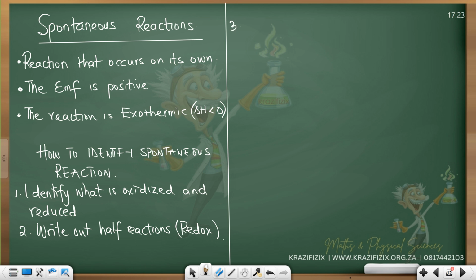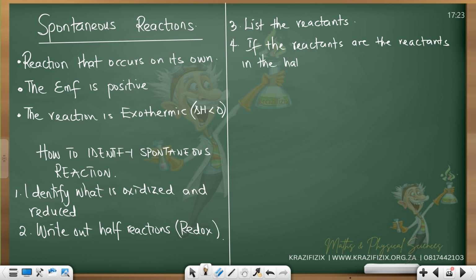Number 3, list the reactants. I'm going to show you this now. It's 4 beautiful marks. List the reactants. Number 4, if the reactants are in the half cell, then the reaction is spontaneous.